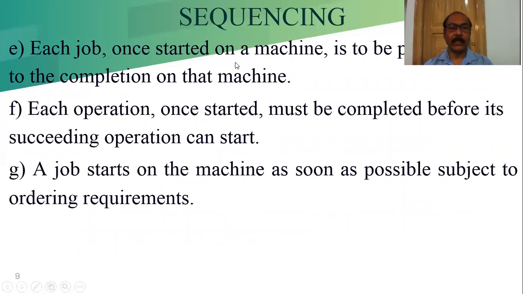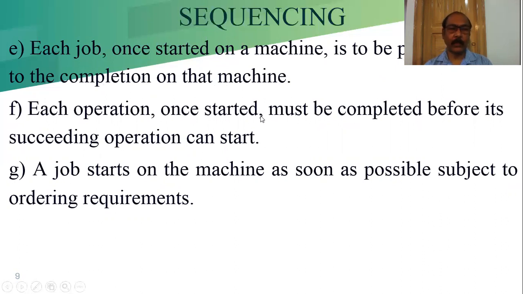Each job once started on a machine is to be performed up to the completion on that machine. As soon as one job is started in one machine, it should not be stopped until it is complete. That means as soon as the processing of a job starts in a particular machine, it cannot be stopped until it is complete.